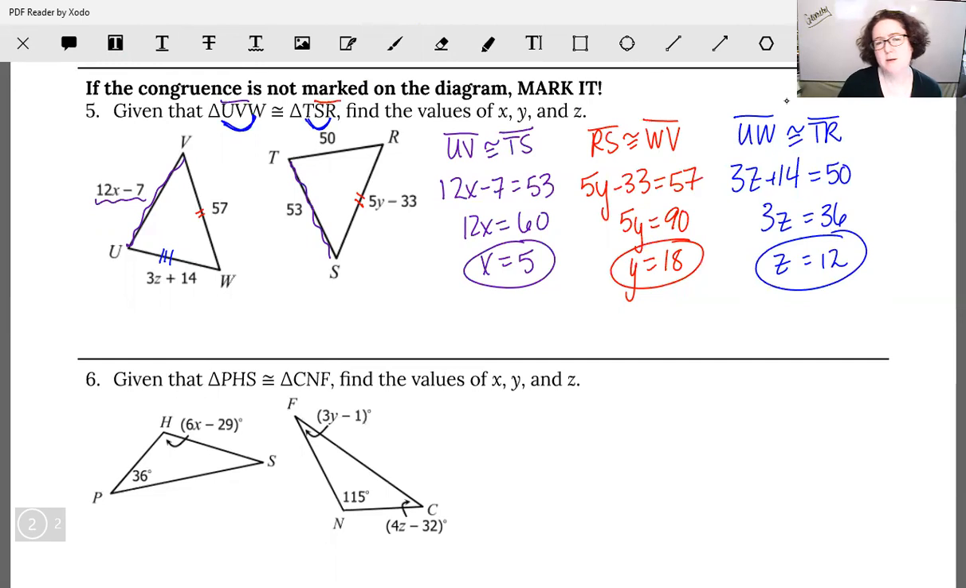Alrighty, go ahead and pause the video and try doing the same thing on number 6. And match things up with your name and then set them equal. Okay, let's see how things went.